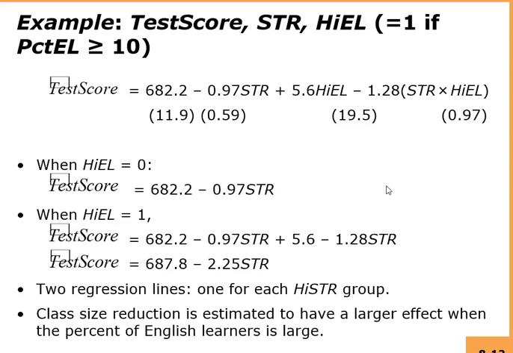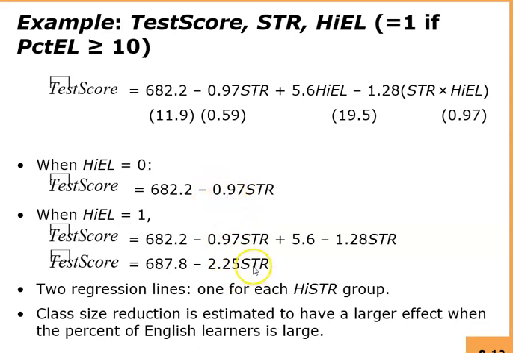So the first thing to notice is that we get two regression lines, for when high EL equals 0 and when high EL equals 1. And in both of these lines you can see that the intercepts are different from each other, and also the effect of student-teacher ratio on test score is different in both of these equations. So it simply means that the class size reduction is estimated to have a larger effect when the percent of English learners in the classroom is large. It is shown by this higher coefficient compared to this lower coefficient over here.